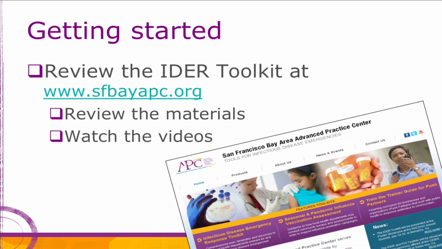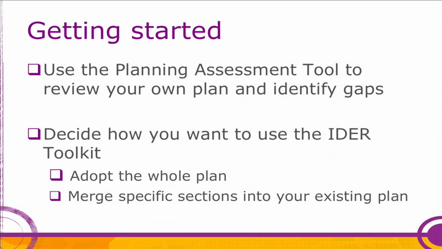So now that you know a little bit about the IDER Plan, how do you get started? First, go to the website and review the many components of the toolkit. Browse through them and watch some of the videos like this one. Then use the planning assessment tool to review your own local health department's plan and identify weaknesses, gaps, strengths. After you've done that, you'll have a sense of whether you want to adopt the entire infectious disease emergency response plan or instead merge specific sections into your own plan.